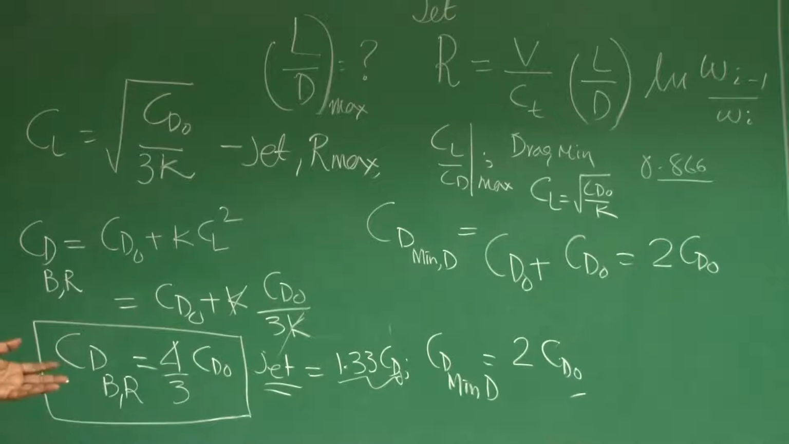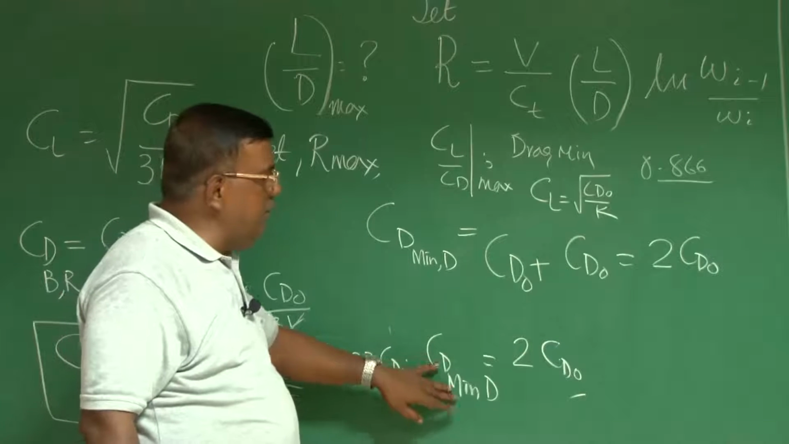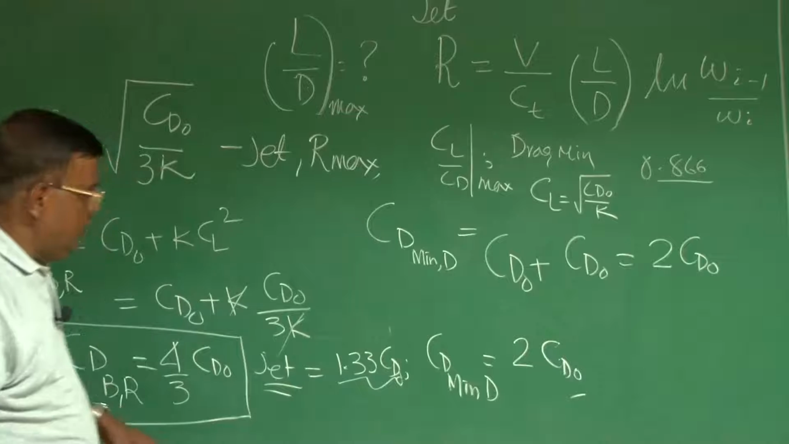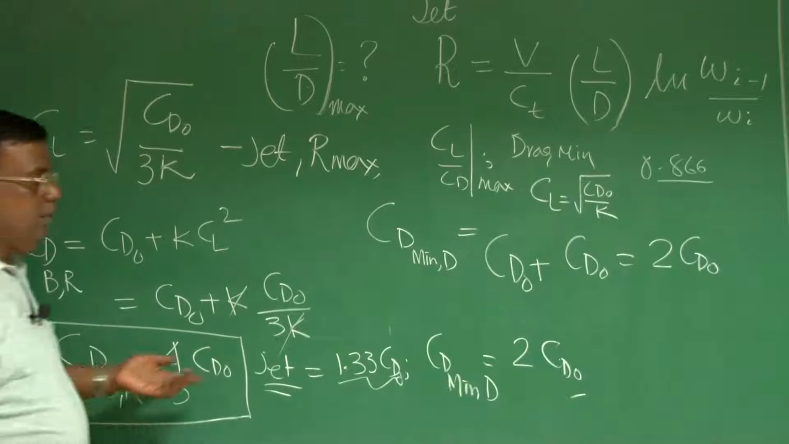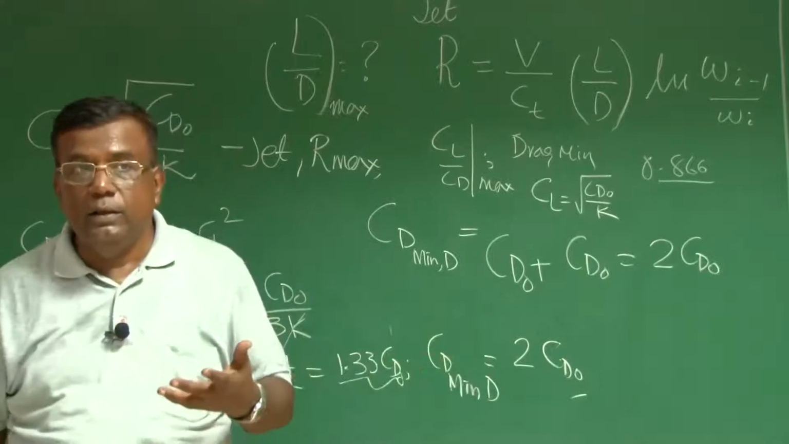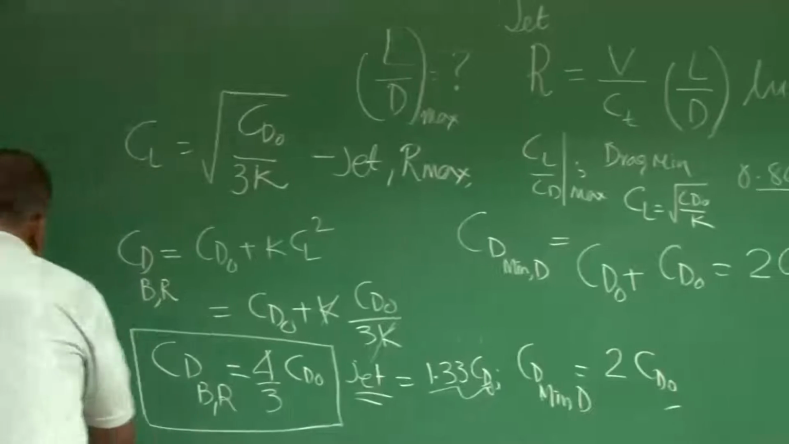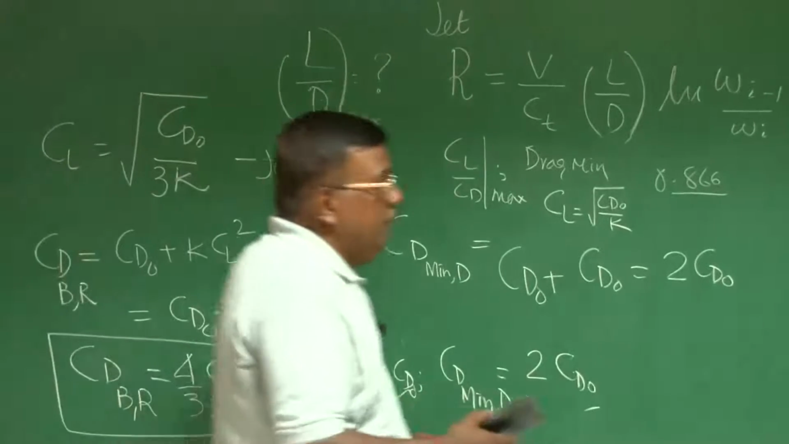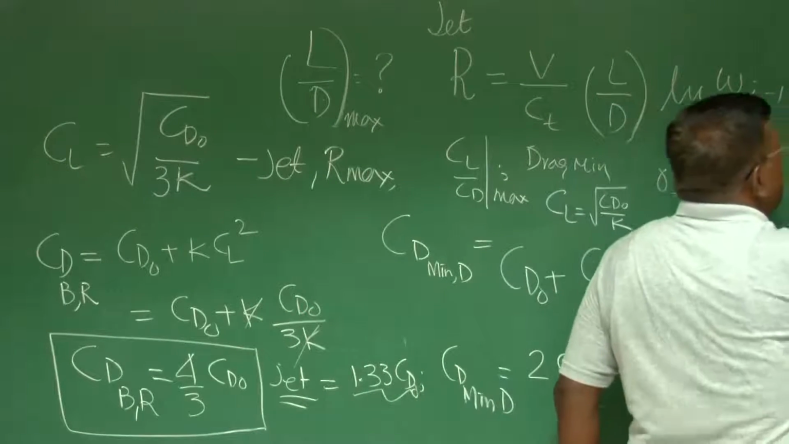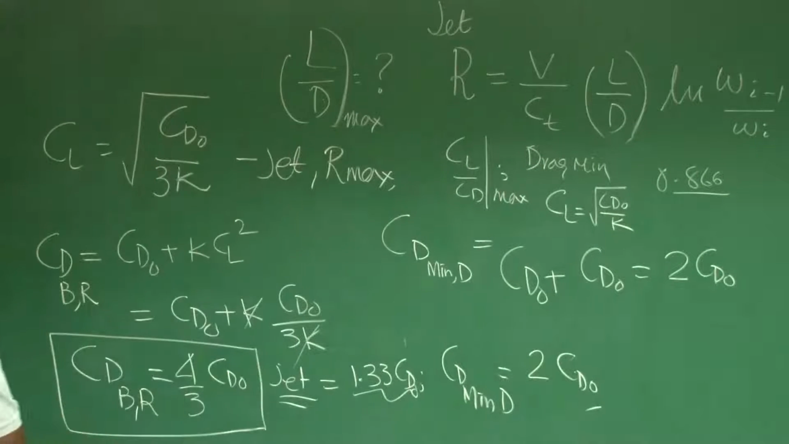Or CD should be higher if it is lower range. But if you think that CD for best range is 1.33 CD naught and CD for minimum drag is 2 CD naught, so the drag here will be lesser compared to this, that will be a blunder. Because what is drag? Drag has dynamic pressure. And dynamic pressure means that is where the designer has to be very, very disciplined. You cannot go for a telescopic conclusion, right?